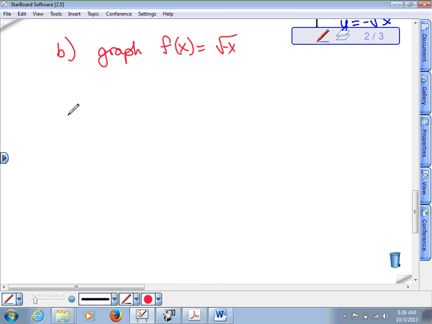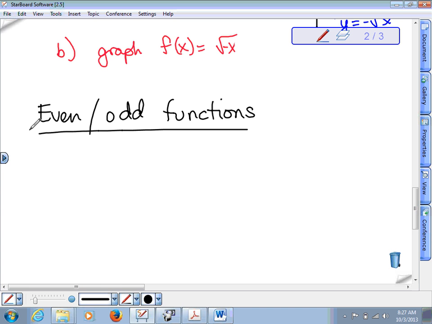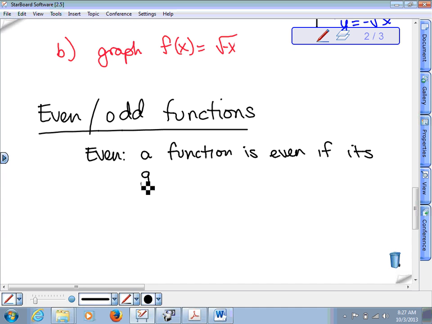We got to do this next topic rather quickly. The last objective, if you remember, or if you wrote it down, was even or odd functions. Okay. Let's talk about even first. A function is even if its graph is symmetric to the y-axis.